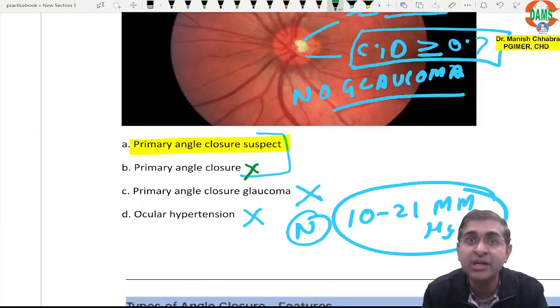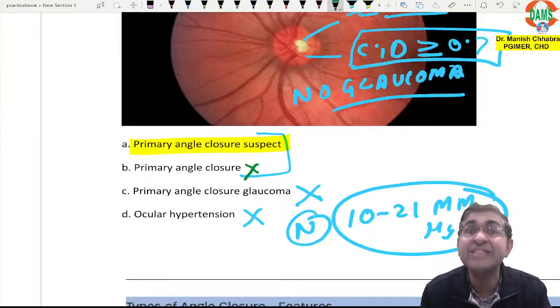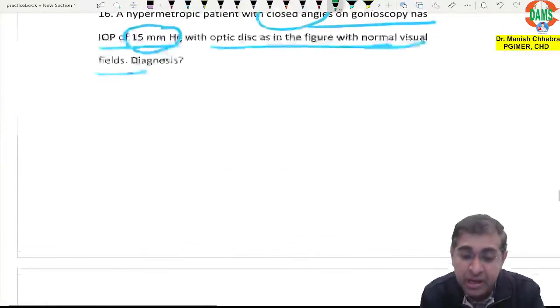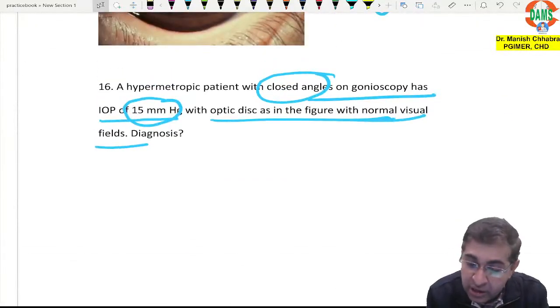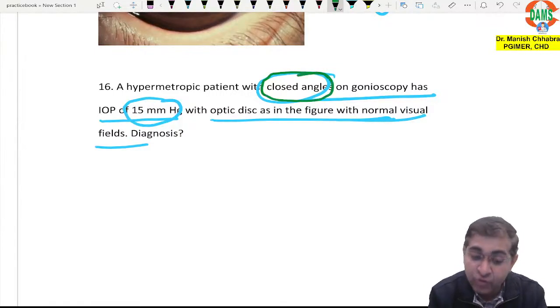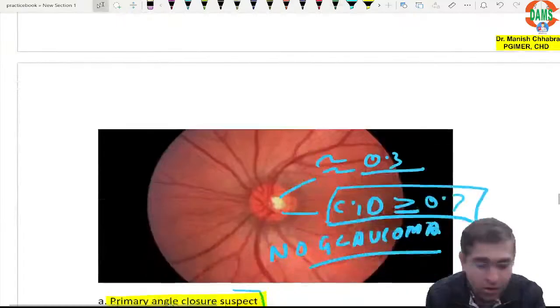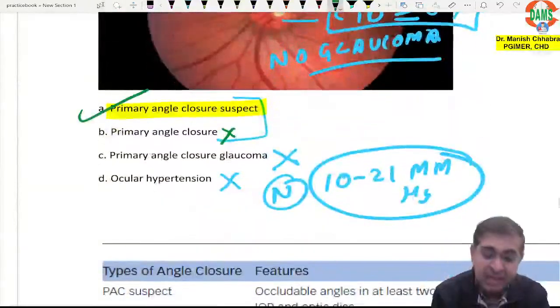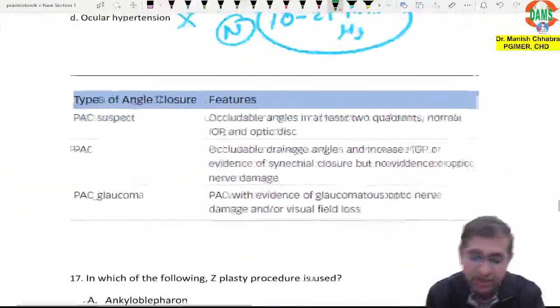But in the question, have they mentioned about synechiae formation? They have just mentioned about the closed angles. They have not mentioned about raised intraocular pressure. It is normal. So the answer will be, very good, all of you. Yes, the answer is primary angle closure suspect.